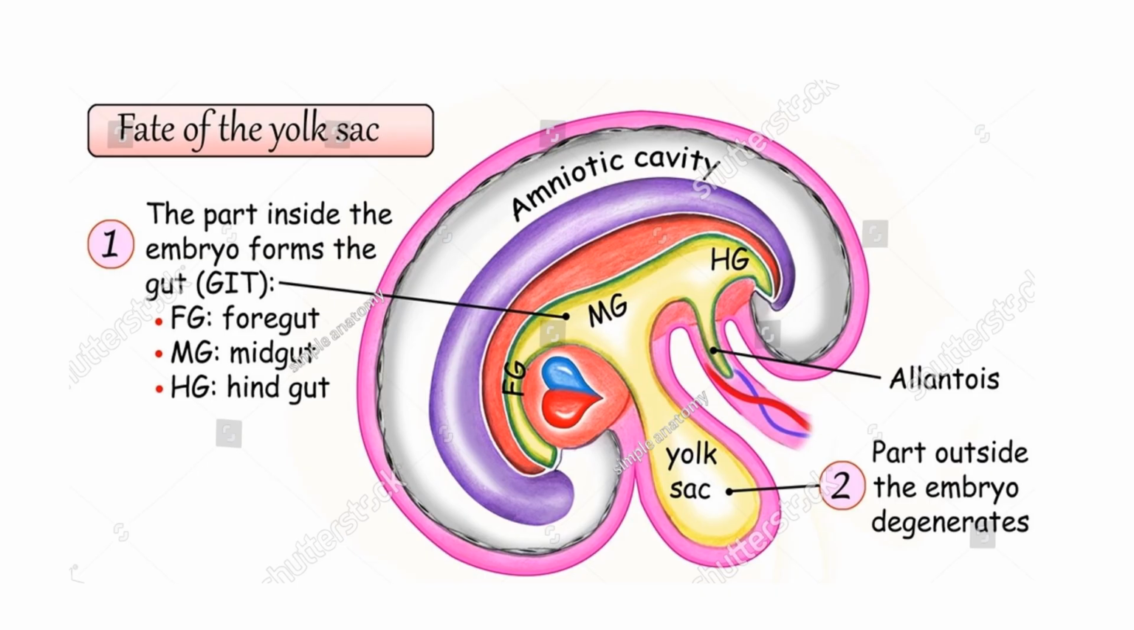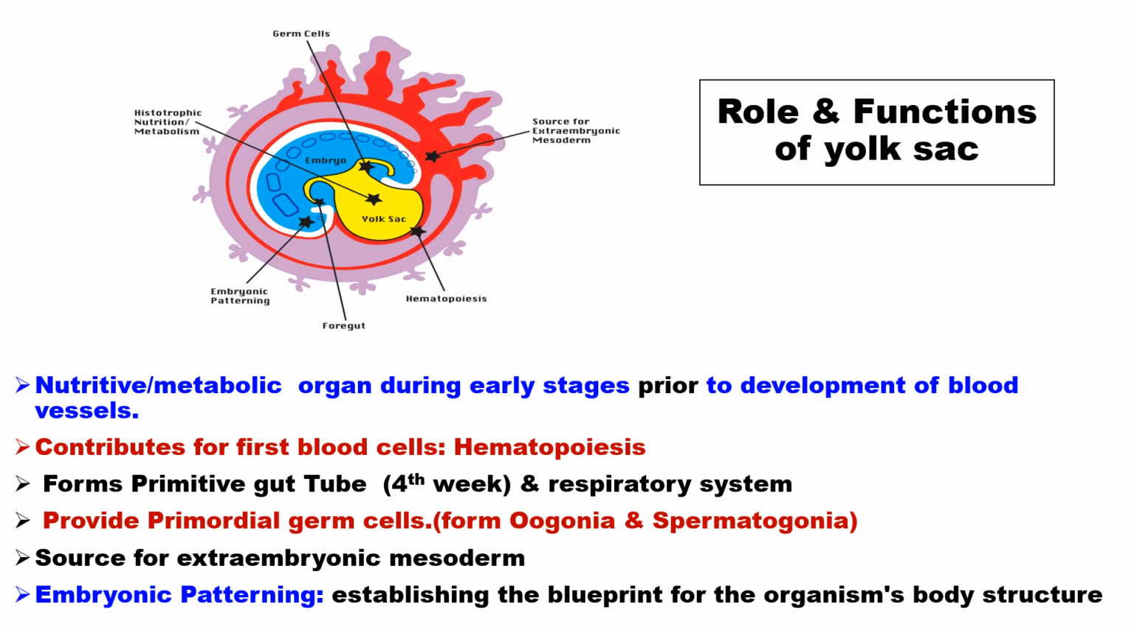So therefore, the fate of the yolk sac: the part of the yolk sac which is incorporated in the embryo forms the gastrointestinal system, or GIT. It forms the foregut in the head fold, the hindgut in the tail fold, and the intermediate part is the midgut, which is connected to the yolk sac. The part of the yolk sac which remains outside the embryo finally degenerates by the end of the 20th week of intrauterine life. Coming to the important roles and functions of the yolk sac.